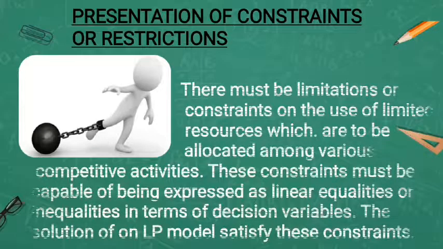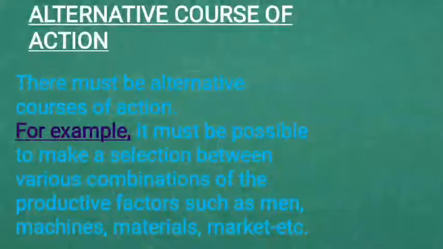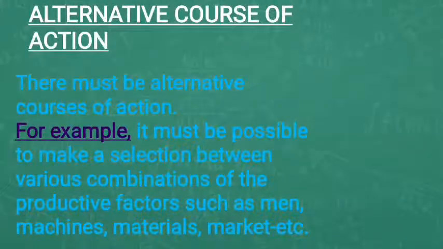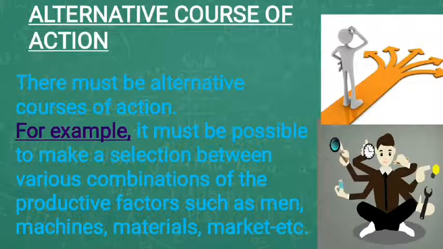When formulating a model, it is good practice to give a name to each constraint that reflects its purpose. The next one is alternative course of action. Decision making deals with the selection of a single act from a set of alternative acts. If two or more alternative courses of action occur, then decision making is necessary to select only one course of action.